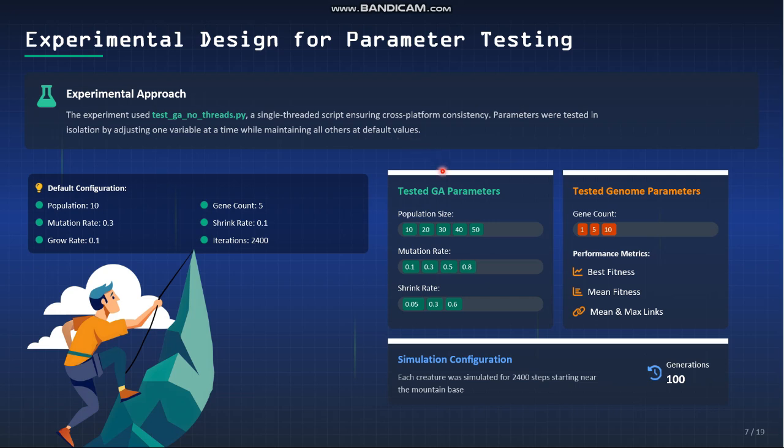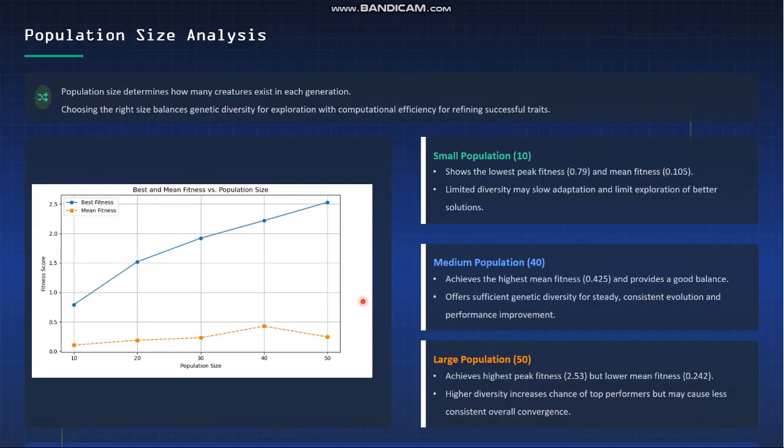For the genetic algorithm, I varied the population size, mutation rate, and shrink rate to see how each one affects the mountain climbing performance. For the genome, I tested different gene counts. Each setup runs for 100 generations, and I measured the best fitness, average fitness, and how many links the creatures evolved. All simulations are run for 2,400 steps, starting near the mountain base. So let's analyze the results, starting with population size.